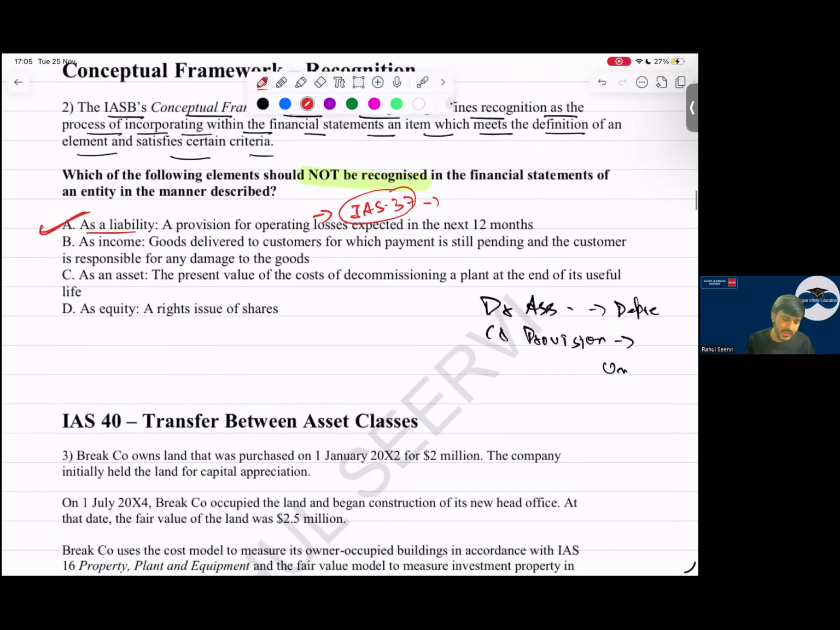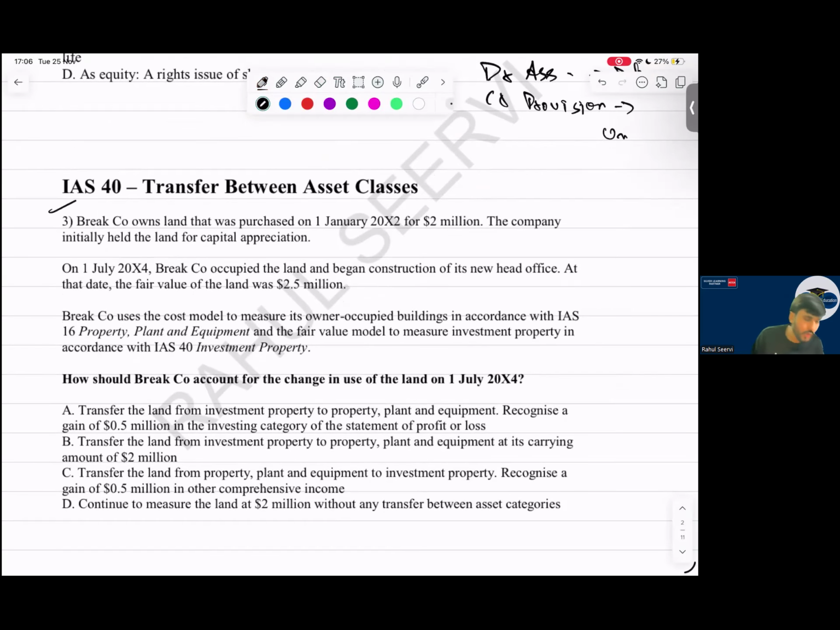Yes, sir. Then coming to question number three. Your question number three, let us read this. It's a question on transfers between assets, like IAS 40 to IAS 16, IAS 16 to IAS 40. We have done more than 7 to 8 MCQs in the class also. In your test also, you have done 3 to 4 MCQs. Same question. It's not out of the box. Chalo, see.